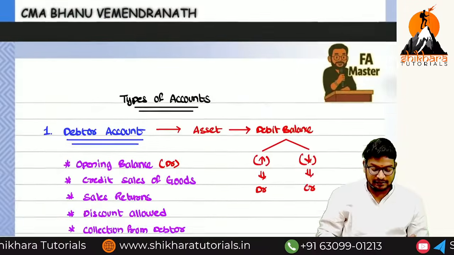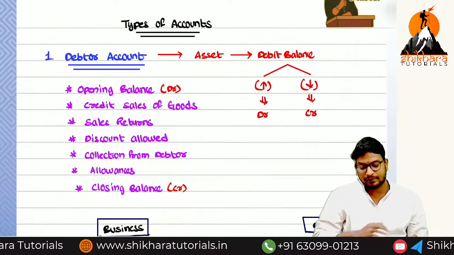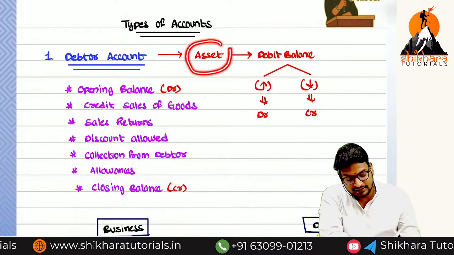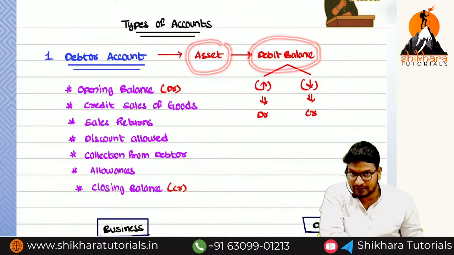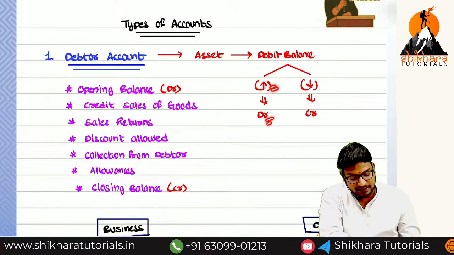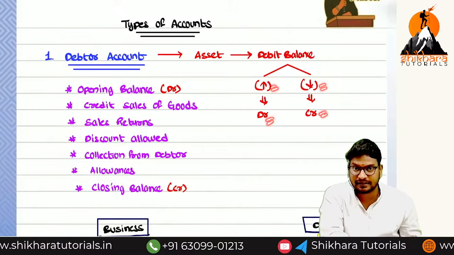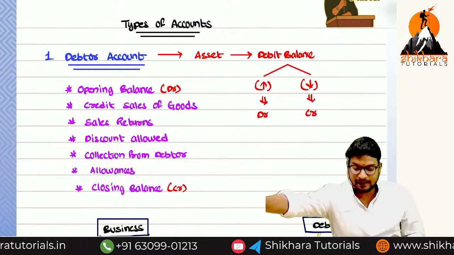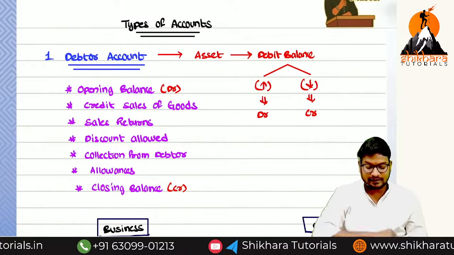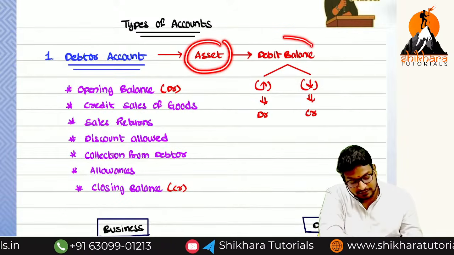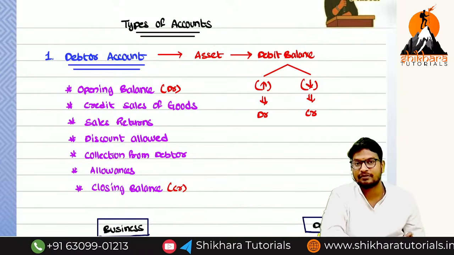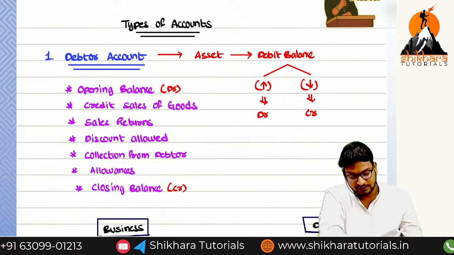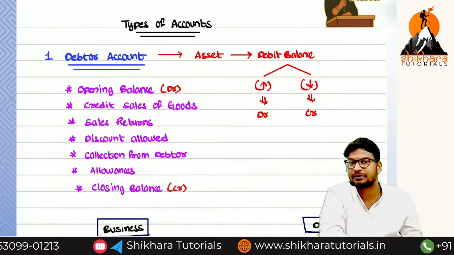So next we have seen the types of accounts. When coming to the types of account, the first type is called the debtor account. It is an asset. Asset shows which balance? Debit balance. If the debit balance increases, we have to debit. Decreases means credit. We have seen this already. Let's come to the opening balance and the closing balance. For an asset having a debit balance, the opening balance will be on the debit side and the closing balance will be on the credit side.